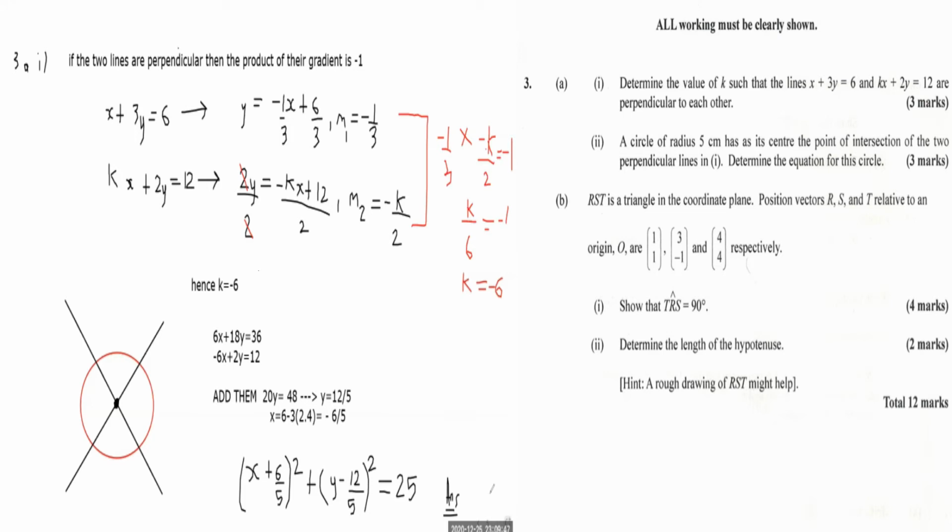So let's continue with the next part of the question, the vectors part. It says RST is a triangle in the coordinate plane. Position vectors R, S and T relative to origin O are 1, 1, 3, minus 1, and 4, 4. Anytime I'm doing these questions, I love to get a schematic, just a sketch, of what they are asking.